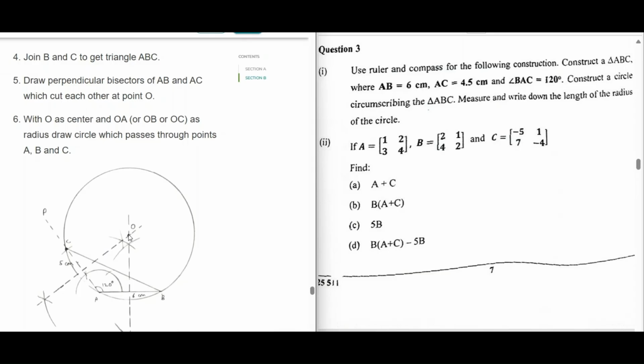Now take the radius as OA and draw the circle with O as center. OA, OB, and OC are the same distance. Take it as the radius and draw the circle. Now measure OA. It will be 5.3 or 5.4 centimeters.